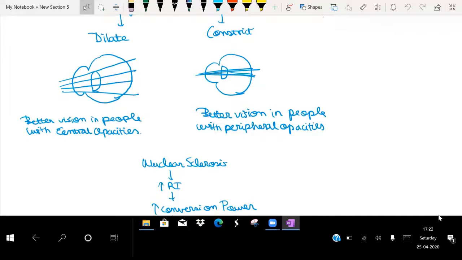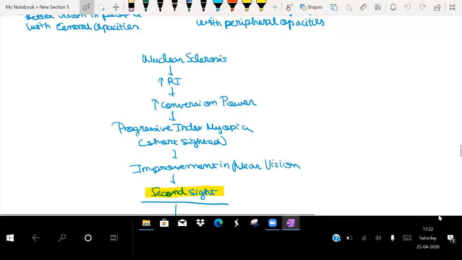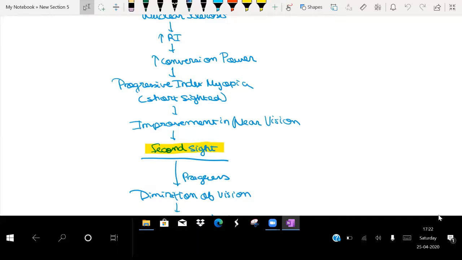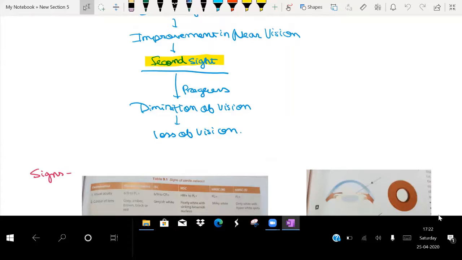pretty normal. Now in nuclear sclerosis, there is an increase in the refractive index, so there is an increase in the converging power. So there is progressive index myopia, or short-sightedness, and there will be improvement in the near vision. This is also called the second sight because the patient will not require near vision glasses. But this will again progress to diminution of vision and further lead to loss of vision in case proper treatment is not given.